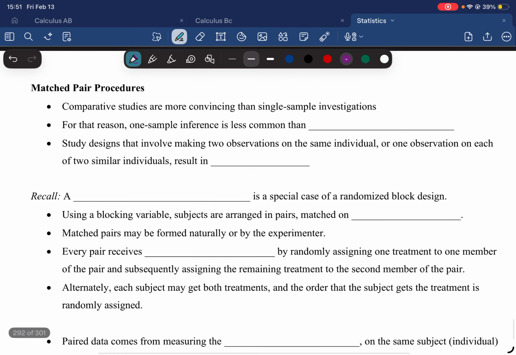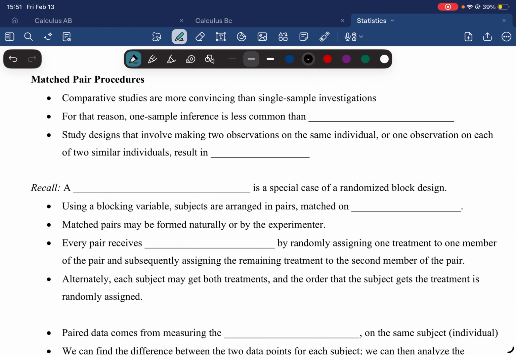So next part is talking about matched pair procedures. So it says comparative studies are more convincing than a single sample investigation. For that reason, one sample inference is less common than comparative inference. Study designs that involve making 2 observations on the same individual or 1 observation on each of two similar individuals result in paired data.